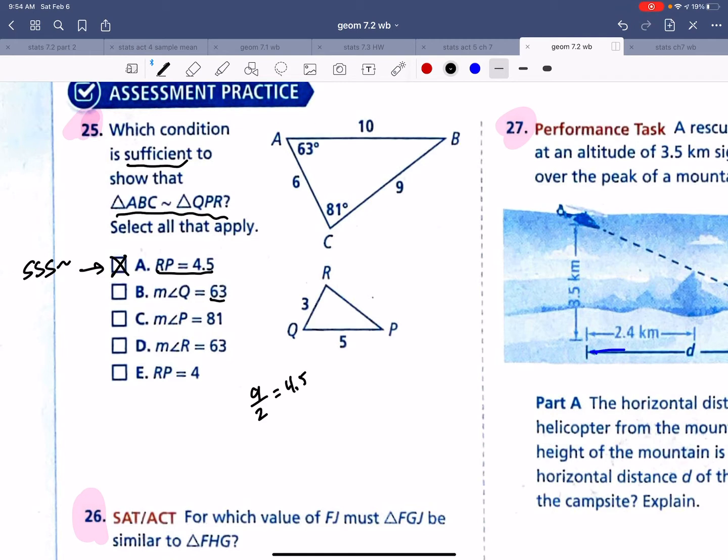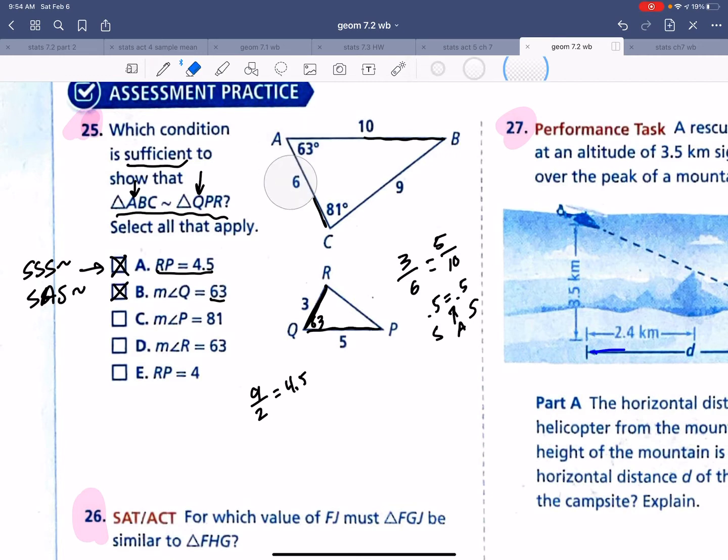What if Q is 63? If Q is 63, we have A is 63. Okay, that's nice. And do these two sides make the same ratio? Yeah, they make that same ratio. 3, 5, 6, 10. That's the same ratio. And the angle fits in between. So we like that one. Because it has side, angle, side similarity.